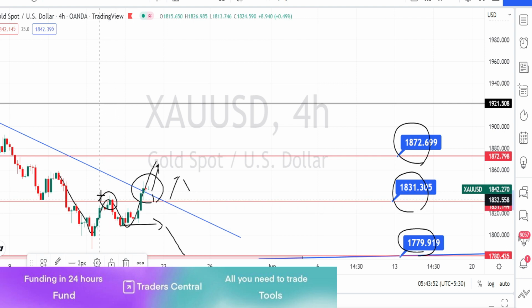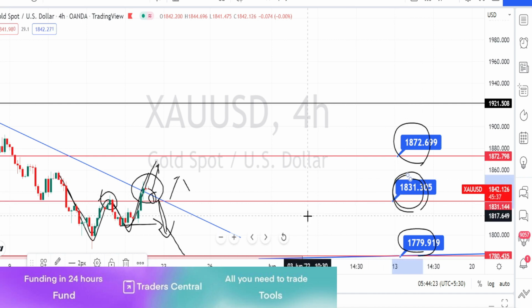This level of 1830 is the neck level of the double bottom pattern. So if the price action breaks this neck level, we can expect the price to bounce back on the bearish trend reversal, which means it will be breaking this trend line also, and it will be breaking the support level of 1831. Let us do the analysis in hourly time frame.